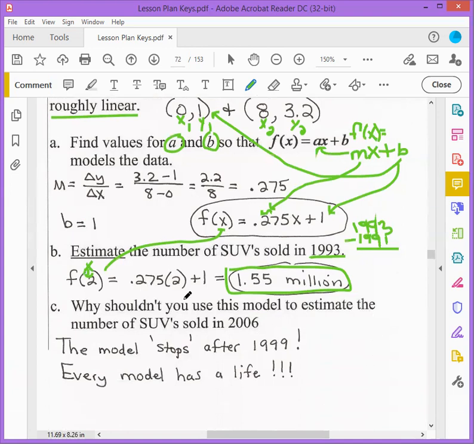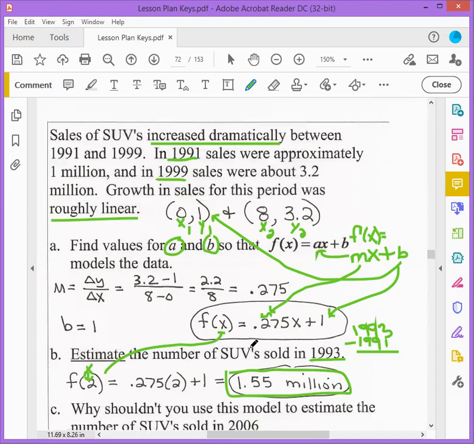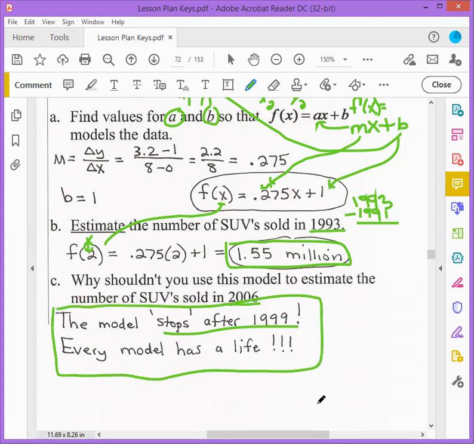Letter C, why shouldn't you use this model to estimate the number of SUVs sold in 2006? Now, this model that we have, f of x, we wrote that function for 0.275x plus 1, it represents the change in number of SUV sales from 1991 to 1999. That's a specific time frame. 2006 is after 1999. That's why we can't use this model to represent the number of SUVs that are sold in 2006.